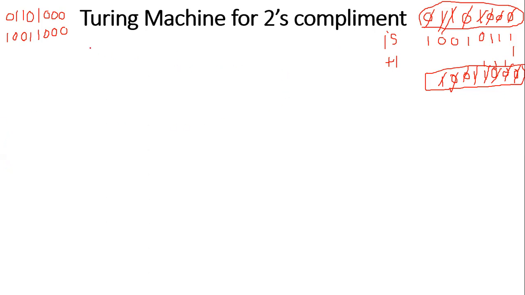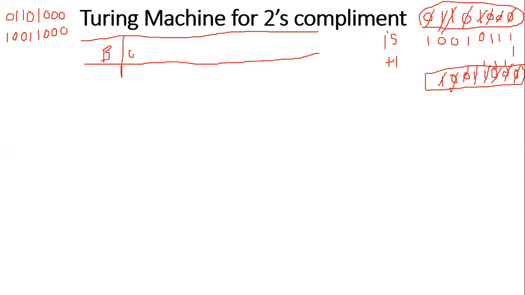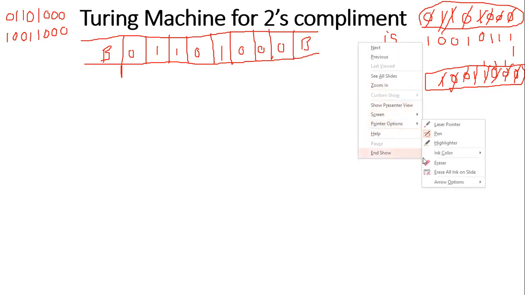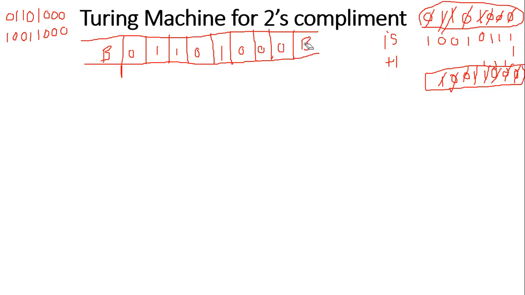So let us construct a Turing machine for this one. Assume that this is a Turing machine. Let's feed the same input, 0 1 0 1 0 0 0 0 0 0, as the input. Both ends of the input will have blank symbols to indicate the beginning and end of the input.